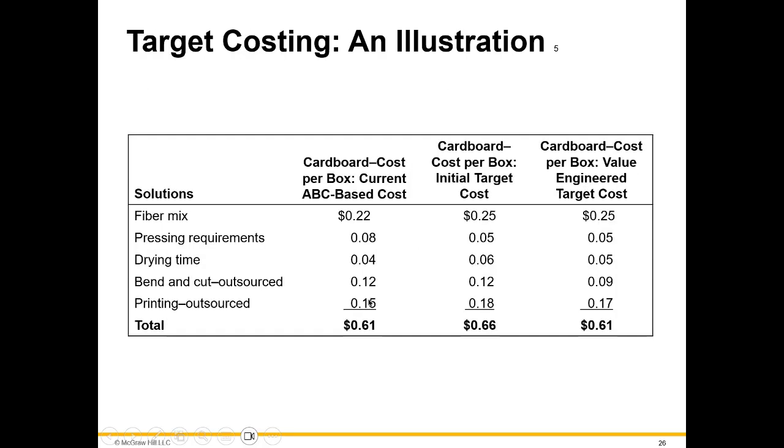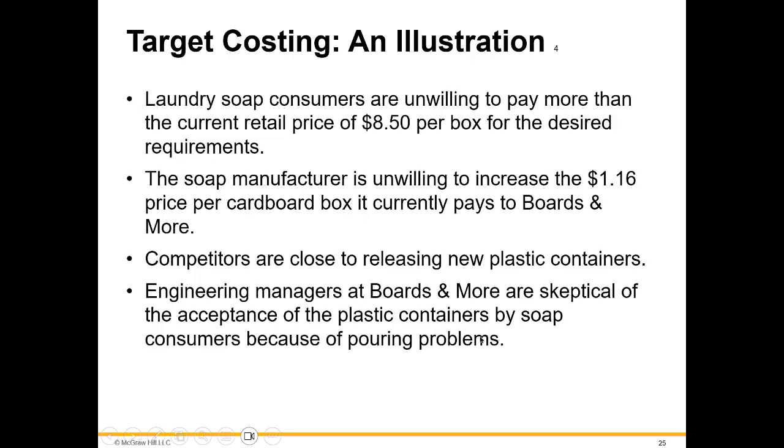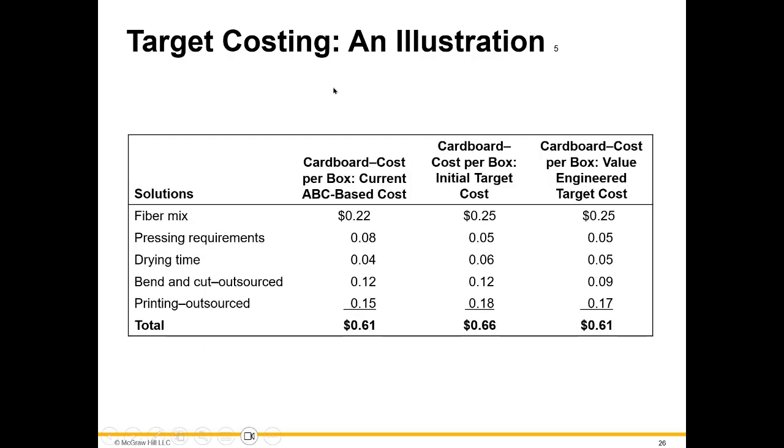Okay, so we see our current activity-based cost among these various solutions is 61 cents. That's what we're at currently. Here is our initial target cost of 66 cents, but we went back and said, okay, how much are they willing to pay and how much is our margin? If we could get a better value engineered target, something they would like, and keep with the existing cost structure, that might be a win-win.